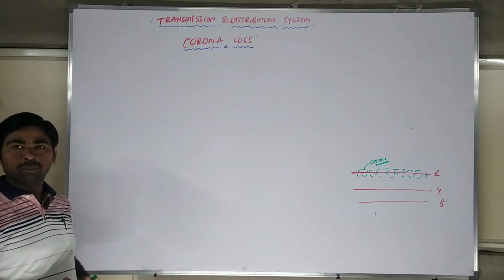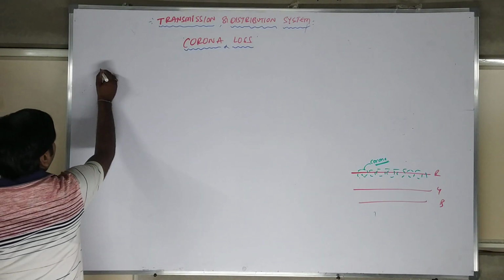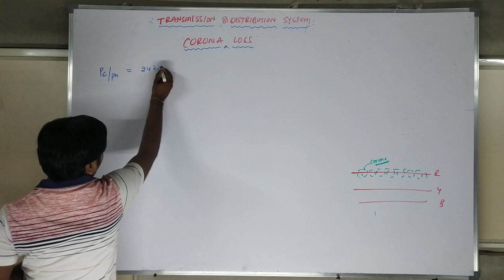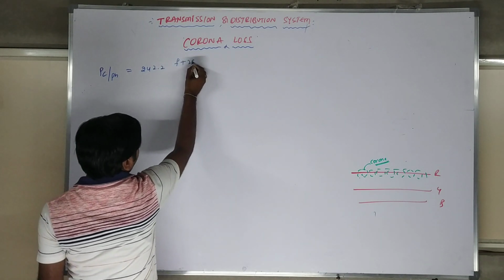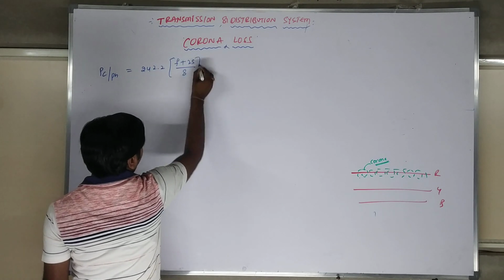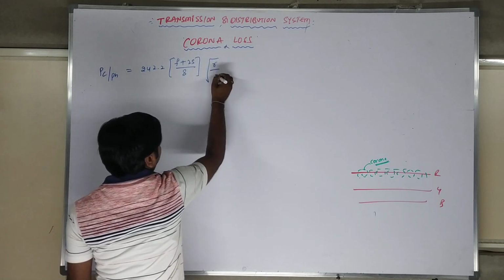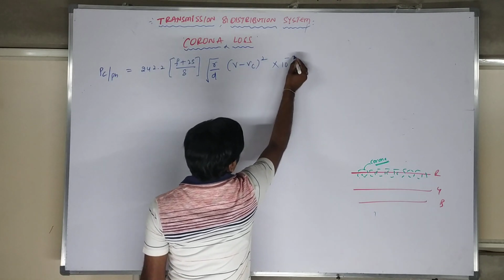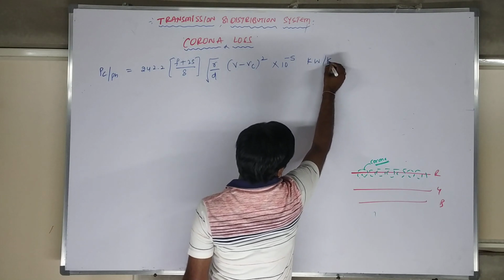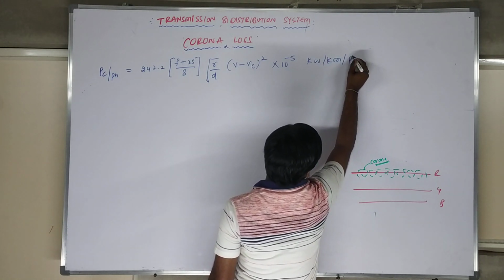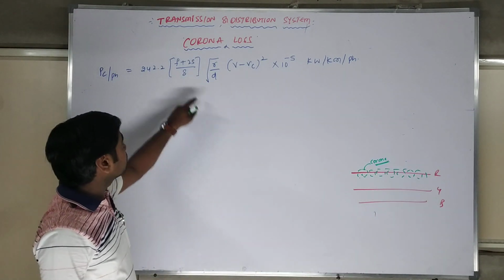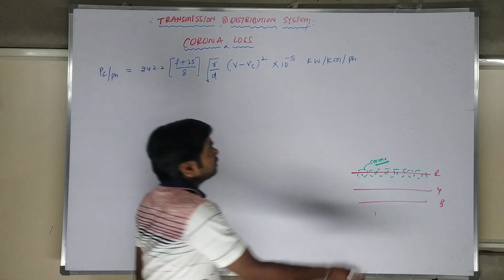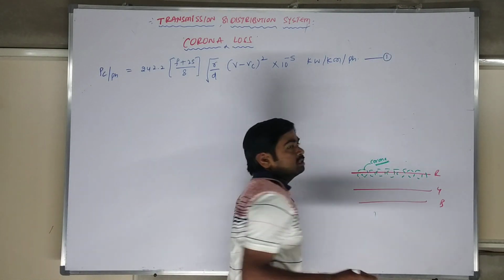We have an empirical formula. Corona loss per phase is equal to 242.4 into (F plus 25) by delta, into the square root of R by D, and (V minus Vc) whole square, into 10 to the power of minus 5 kilowatts per kilometer per phase. This is the corona loss in the transmission line for a single conductor. Let us take this as equation number 1. This is the loss for a single line.